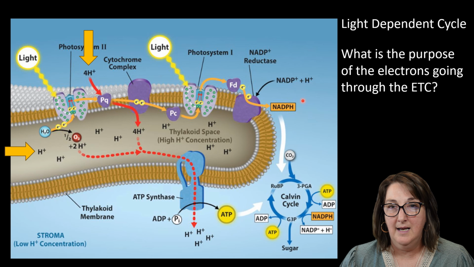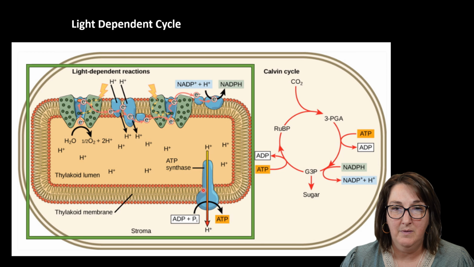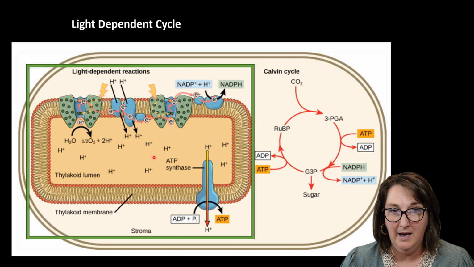So NADPH will take my hydrogens to the Calvin cycle. Now I have light-dependent reactions. This is the part we just talked about. I have my photosystems, I have my ETC, I'm pumping in my hydrogen protons, I'm taking my electrons off of water, I'm making oxygen gas as a waste product, and all of these are going to be pumped through this ATP synthase for me to make ATP. NADP plus is going to grab a hydrogen proton and 2 electrons, and it's going to take it to the Calvin cycle. So all of this needs light to happen.